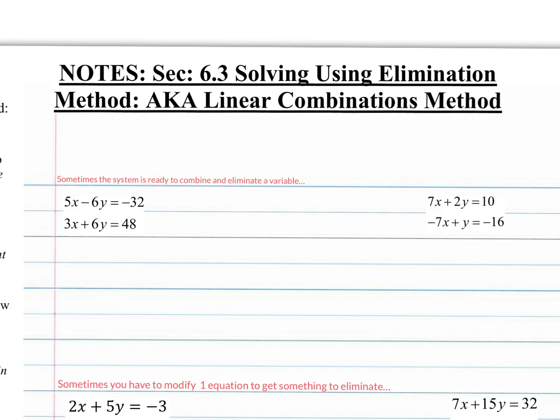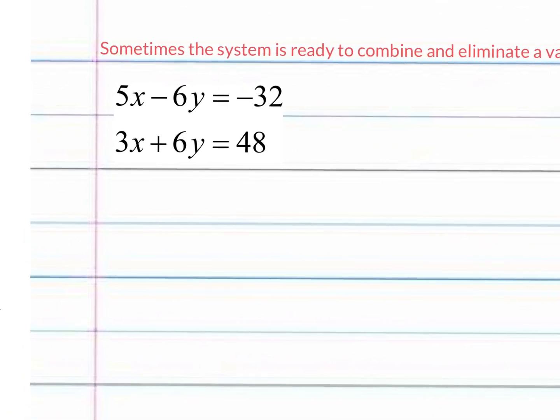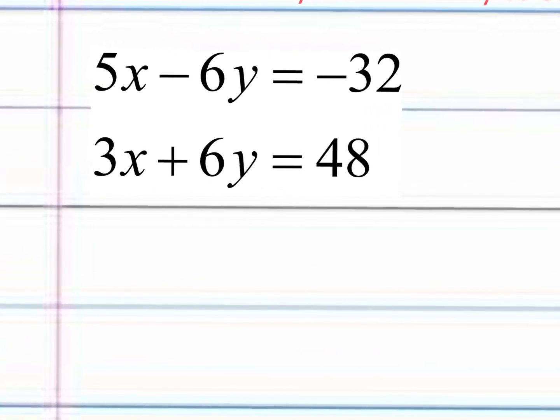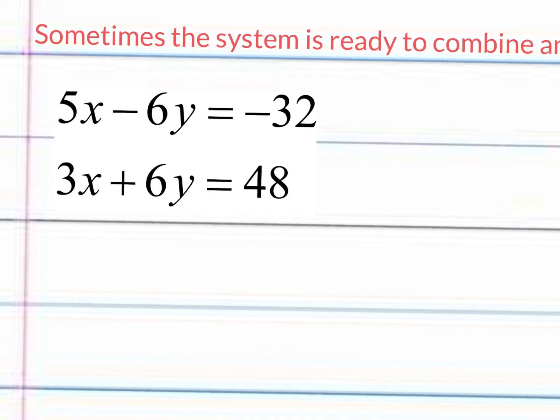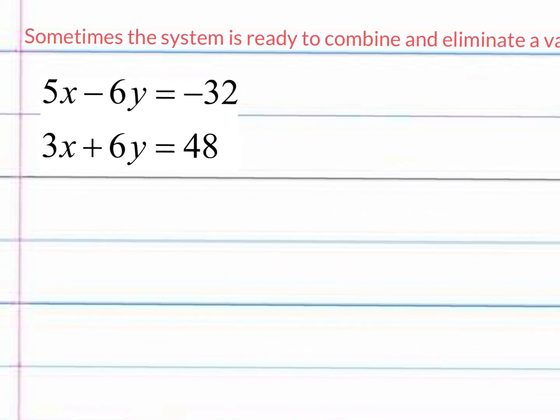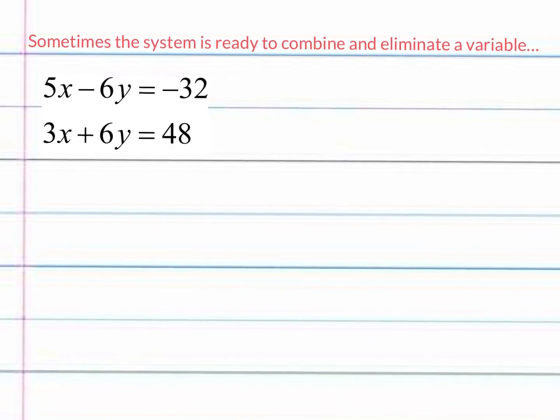I want you guys to, in your notebooks, jot down this first example right here. You don't have to write down this top statement, but it says sometimes the system is ready to combine and eliminate a variable. I want to pause it real quick. Please write it down. I paused it for about 45 seconds. Hopefully you copied it down already.